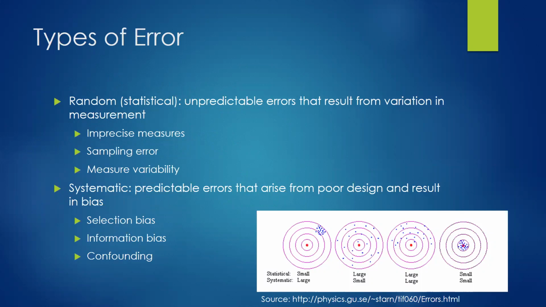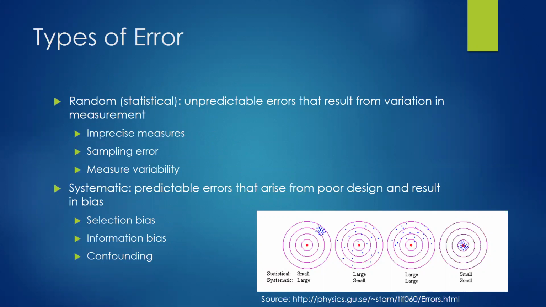Systematic error, on the other hand, is a type of predictable error that happens because we've poorly designed our study in some way, and so that results in bias. So basically, the primary difference between these two is that random error happens without regard to other variables or factors, whereas systematic error depends on some other kind of variable or factor within your study.